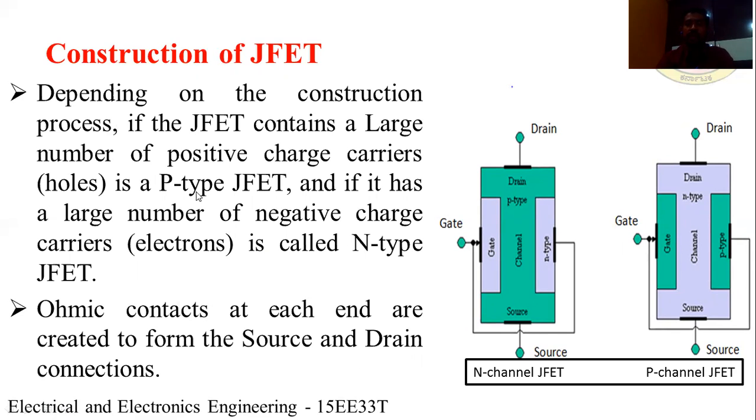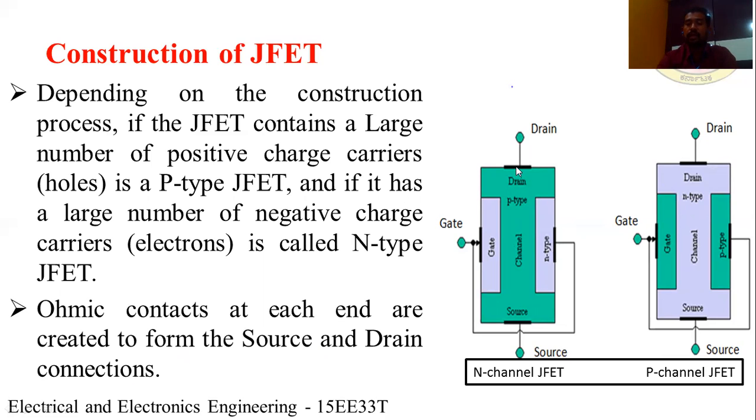Depending on the construction process, if the channel contains a large number of positive charge carriers, that is holes, then it is said to be P-type JFET. If the majority charge carriers are holes, then it is P-type JFET. If it has a large number of negative charge carriers, then it is called N-type JFET. Ohmic contacts at each end are created to form source and drain connections.